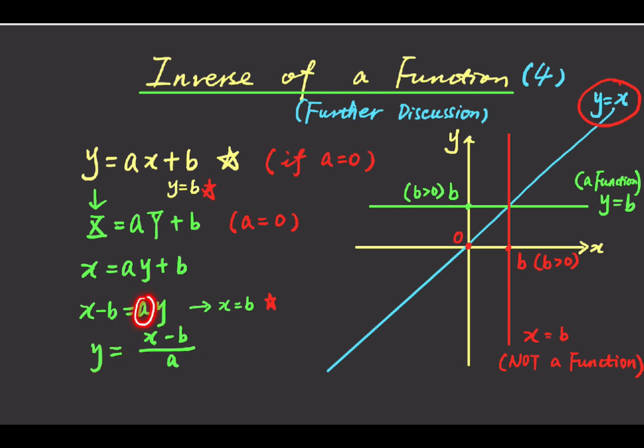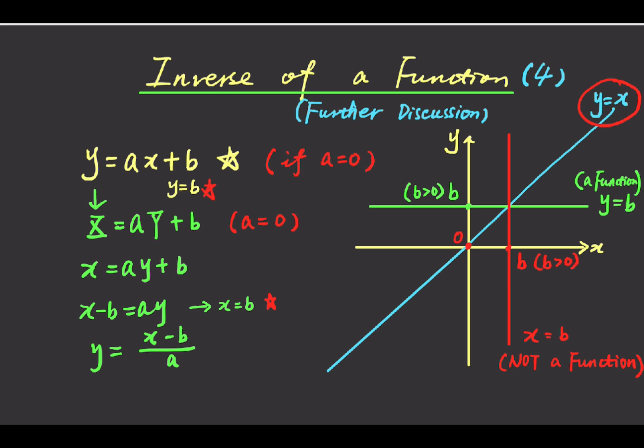But in fact, here we have known a equals 0, so a times y must be equal to 0. So x minus b equals 0. We can figure out x equals b. This expression in geometry, we know this expression can be represented by the vertical line. That is to say, this x coordinate must be equal to b. This is a constant. So this red straight line is the graph of this relation.